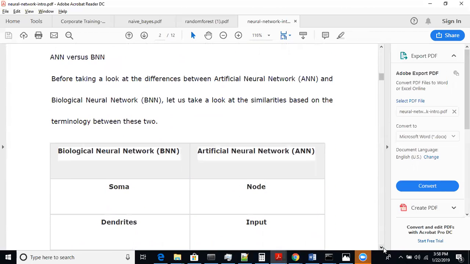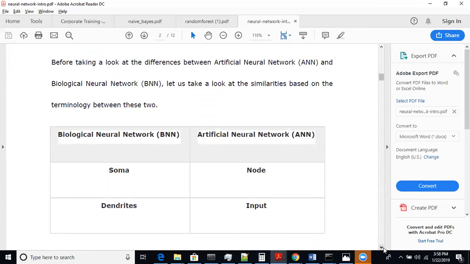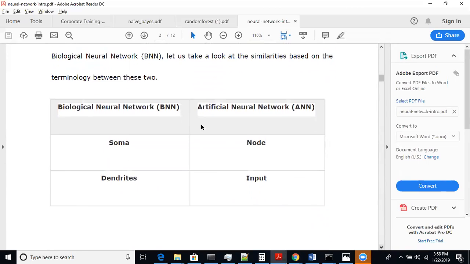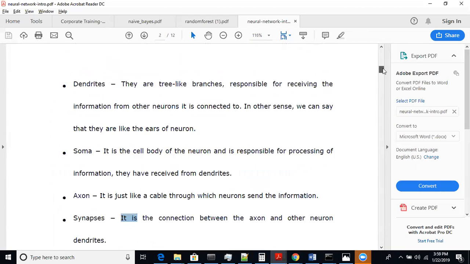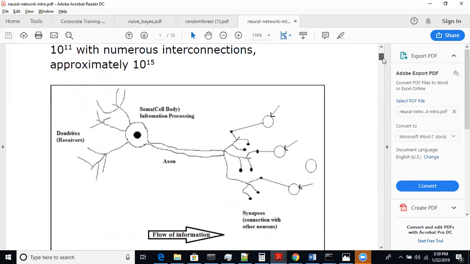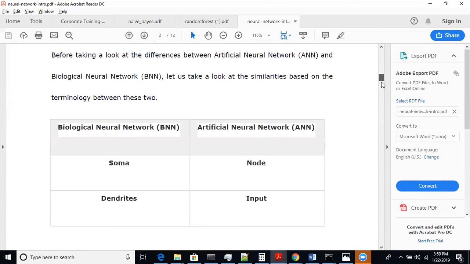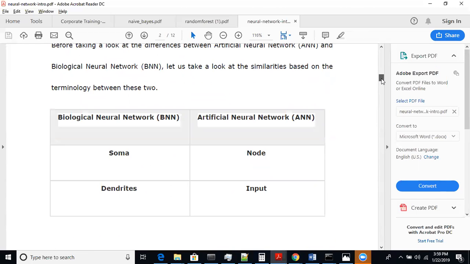So ANN versus biological neural network is like this. Soma is known as a node, and dendrite as input. If you don't remember, I'll show it again. The soma is the cell body, which we call a node. This node you can think of like a memory unit.